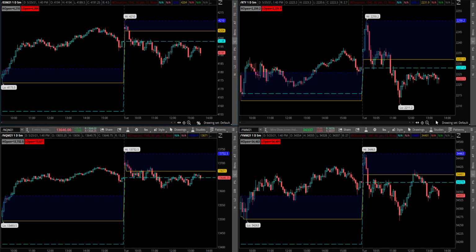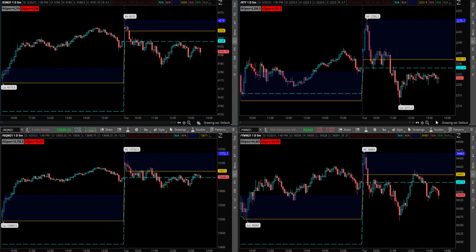Today is Tuesday, May 25, 2021. This morning we saw the markets gap up, and after an initial test higher, they rolled over and have been testing lower throughout the session. We've started to bounce a little bit as we approach the afternoon session, but we're still trading quite a bit lower than where we opened at this morning.